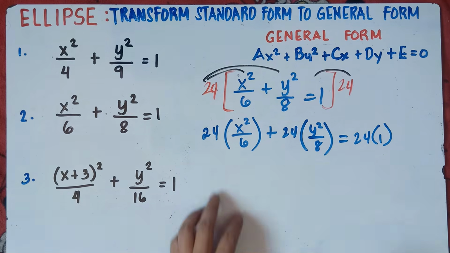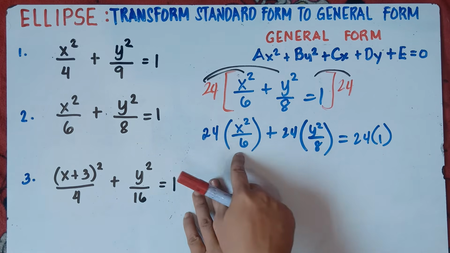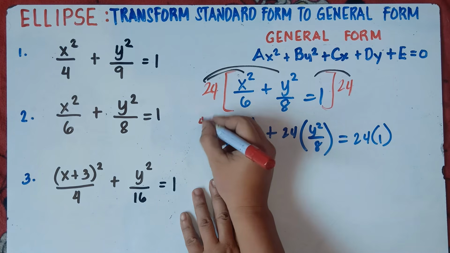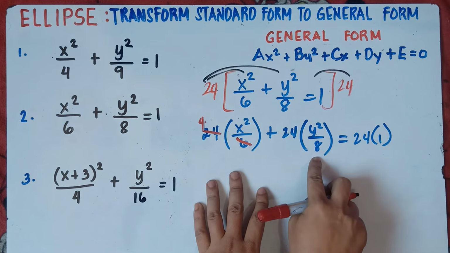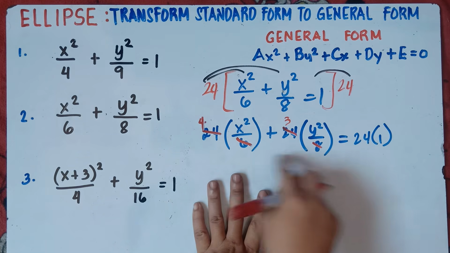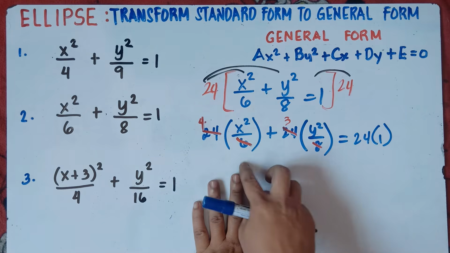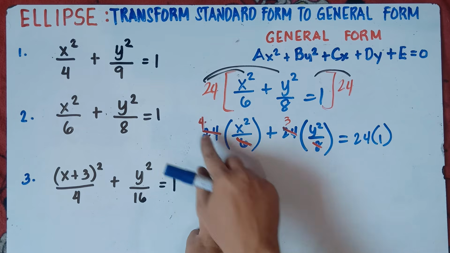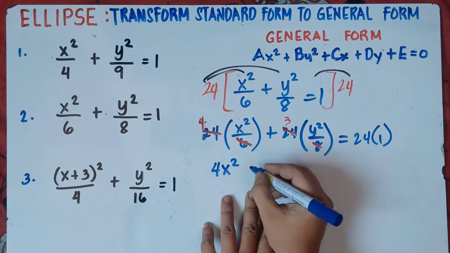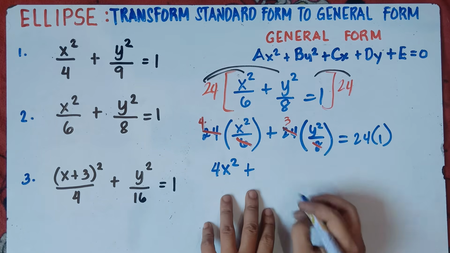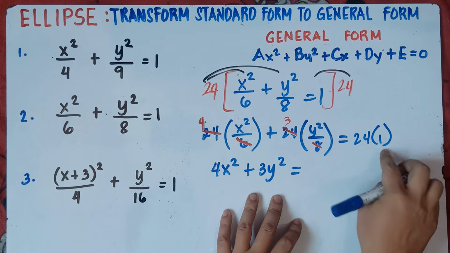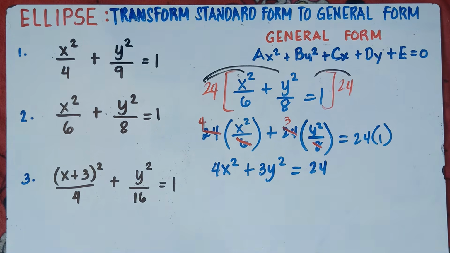Then you divide, class. You check if we can reduce. Yep, we can reduce. 24 divided by 6 is 4, so this will be 4. Then 24 divided by 8 is 3, so this will be 3. We just eliminated the denominators, class, so it will be easy for us to answer this one. So 4 times x squared is 4x squared, plus 3 times y squared, that would be positive 3y squared, equals 24 times 1 is 24.